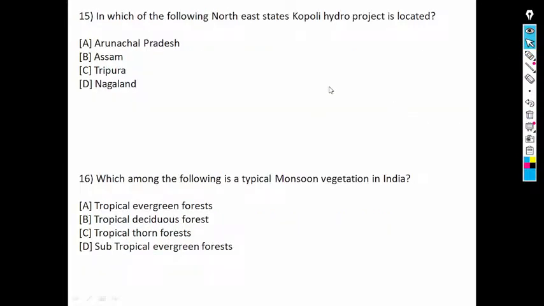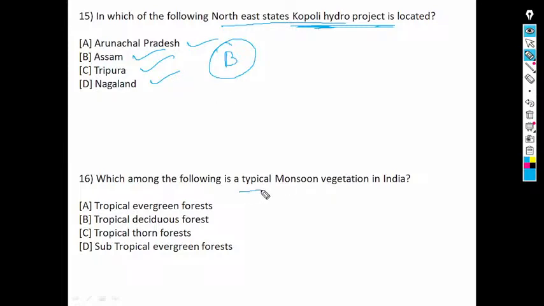Next question, write down. In which of the following northeast states is the Kapoli hydropower project located? Arunachal Pradesh, Assam, Tripura and Nagaland. The Kapoli hydropower project is in Assam. We'll discuss. Okay?